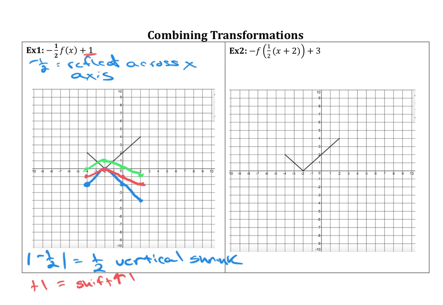Again, the process here, we did our reflection first. That is always your first step. And then we had our vertical shrink. And then finally, we had our vertical shift up. So we're going to apply that again. We have our reflections first. Then we have vertical stretch or shrink. And then we're going to have our horizontal stretch or shrink if possible. And lastly, our transformations left, right, up, or down.